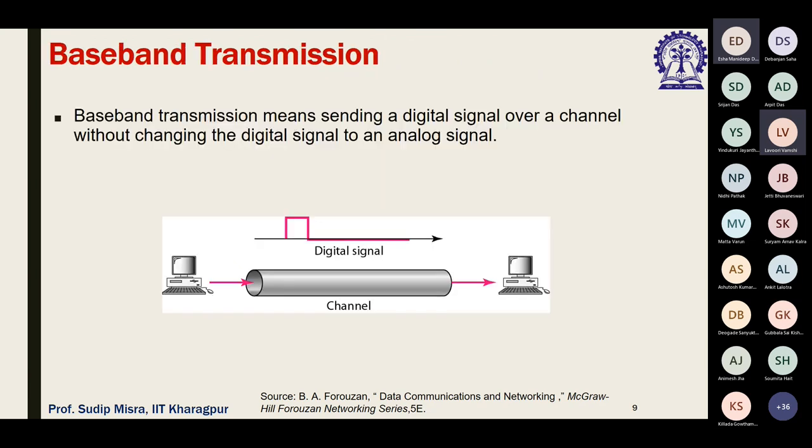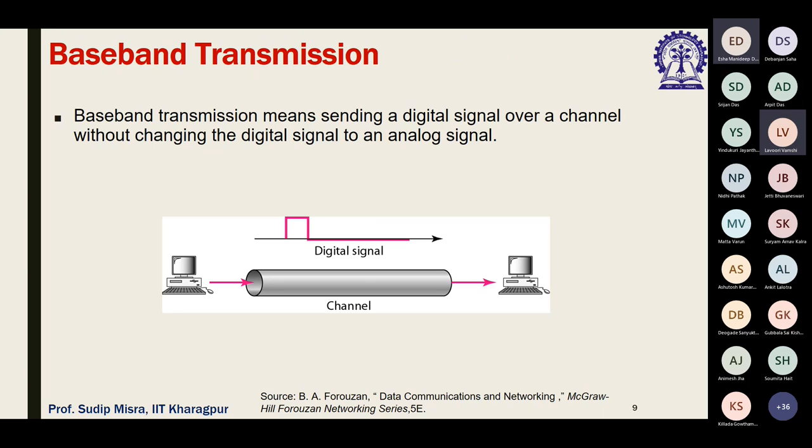So a few definitions which you need to understand, and if you have a pen and paper handy with you, please note them down. So the first definition is about baseband transmission. What is baseband transmission? Baseband transmission implies sending a digital signal over a channel without changing the digital signal to an analog signal. So the digital signal will be sent through the channel as a digital signal. This is called baseband transmission.